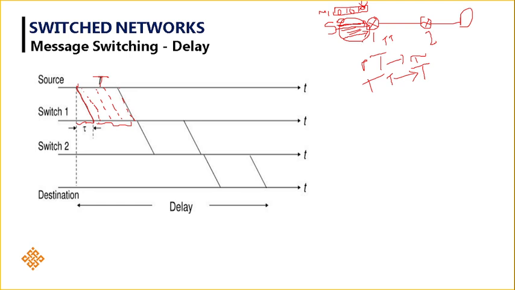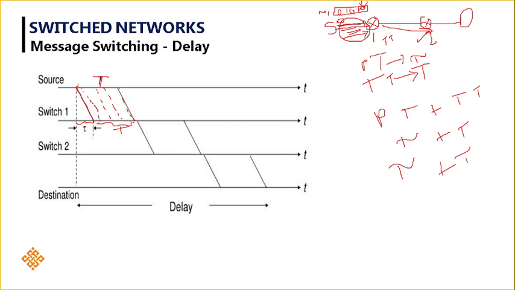Hope you understood. So the total delay the message takes to transfer from source to switch 1 is propagation time plus transmission time, that is nothing but tau plus T. Now from switch 1 to switch 2, same process: the time taken to transfer the first bit and the time taken to transfer the complete message, again tau plus T.